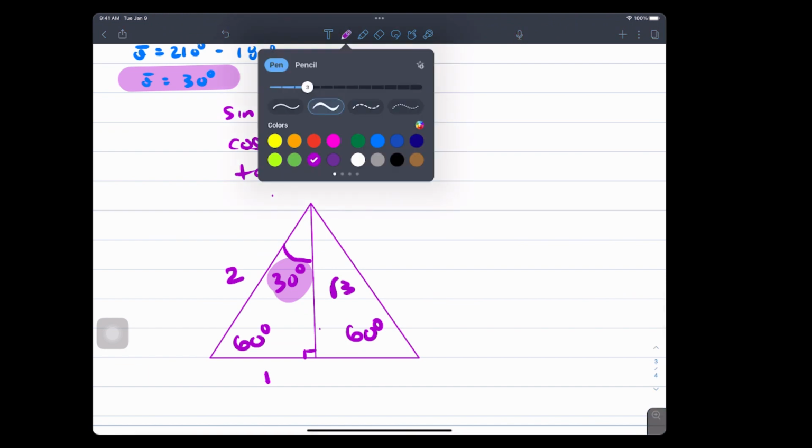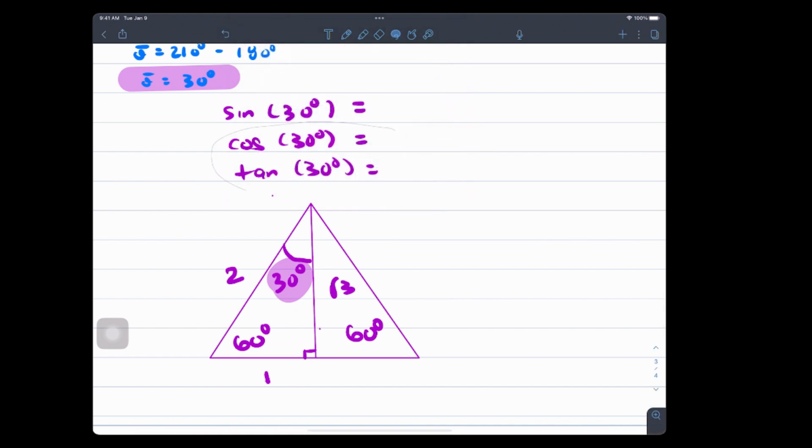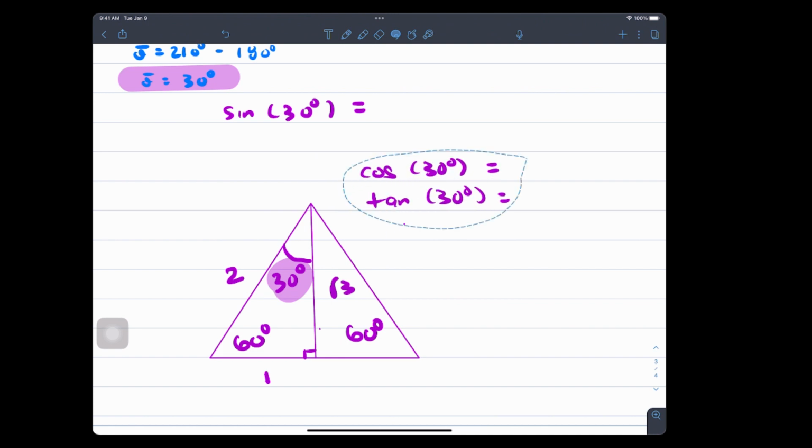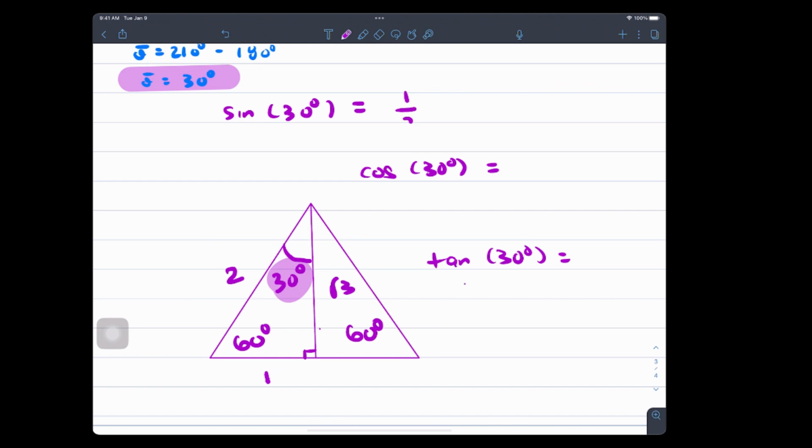What is sine of 30? Oh, you got to know the definition. What is sine 30, ladies and gentlemen? I'm trying to remember. Sine was what? 1/2. Good. Cosine, adjacent. What's tangent? Opposite over what? Adjacent, which is what? Let's go to 3 over 3.